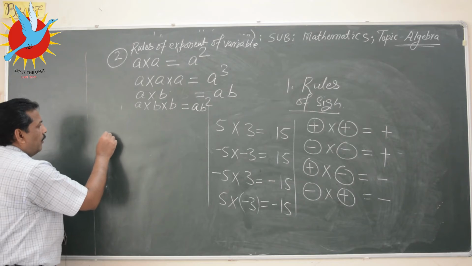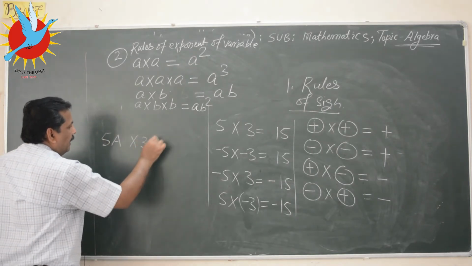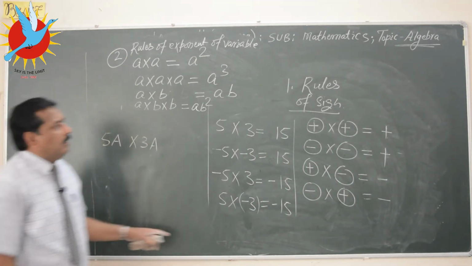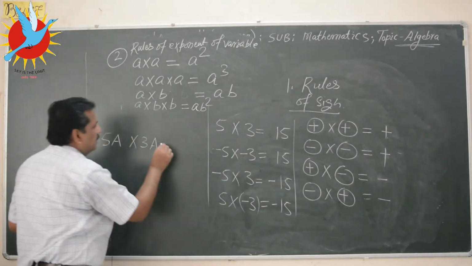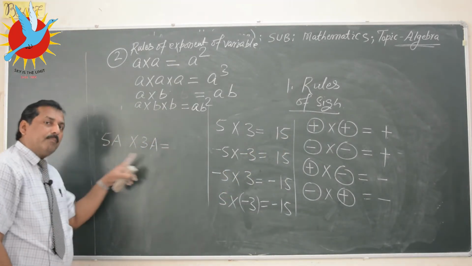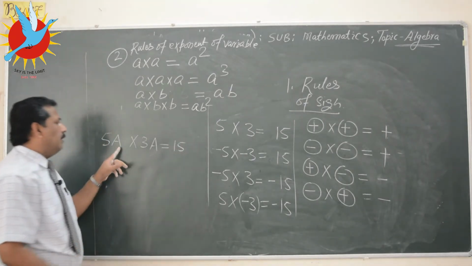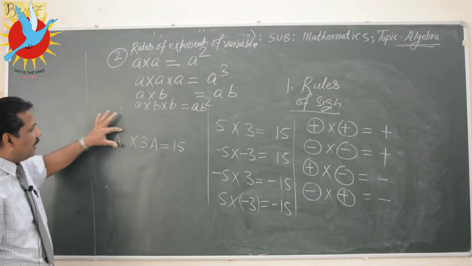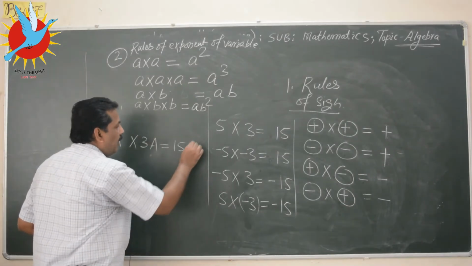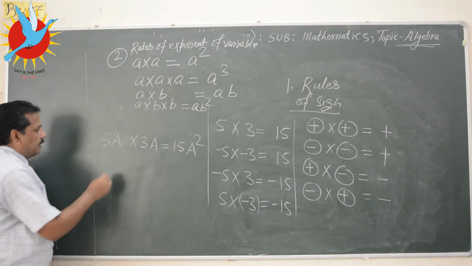So let us say 5a is to be multiplied by 3a. Follow the rules of sign, that is plus and plus, that is plus. So here it is plus. Number is multiplied by number, 5 3s are 15, and this is variable a and a. Power is 1, here power is 1, 1 plus 1, that is 2, that is 15a square.